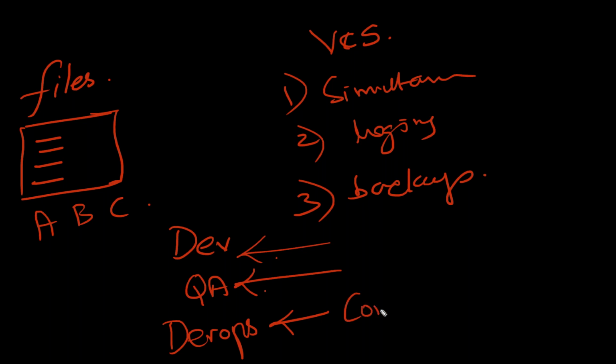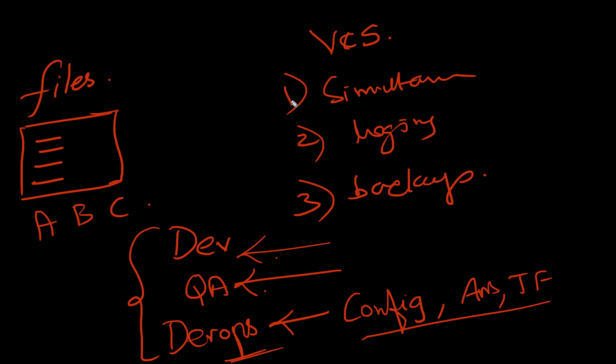We may have so many config files. We'll also be using Ansible configuration files, Terraform files, and so on. All these files can be version controlled. So everyone in IT should know this version control system. To manage our projects effectively and efficiently, we should know this. Everyone should know this tool.